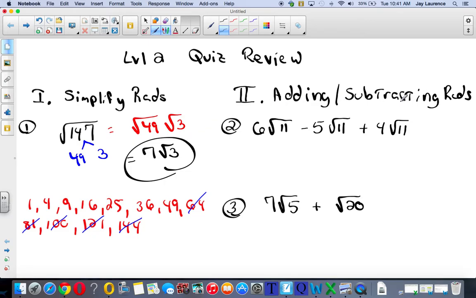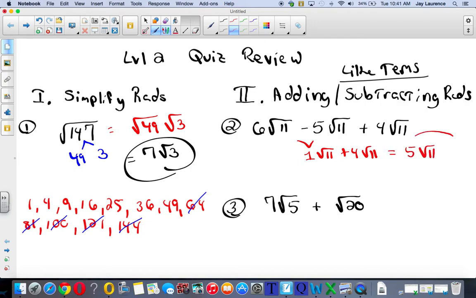All right, you're also going to have to know how to add and subtract. If the rads match, they're like terms. Remember, like terms only applies in addition and subtraction situations, not in multiplication or division because of grouping. So since all these are rad 11s, I can do 6 minus 5, and I'll have 1 rad 11 plus the 4 rad 11. I must have 5 rad 11. There is my answer, 5 rad 11.